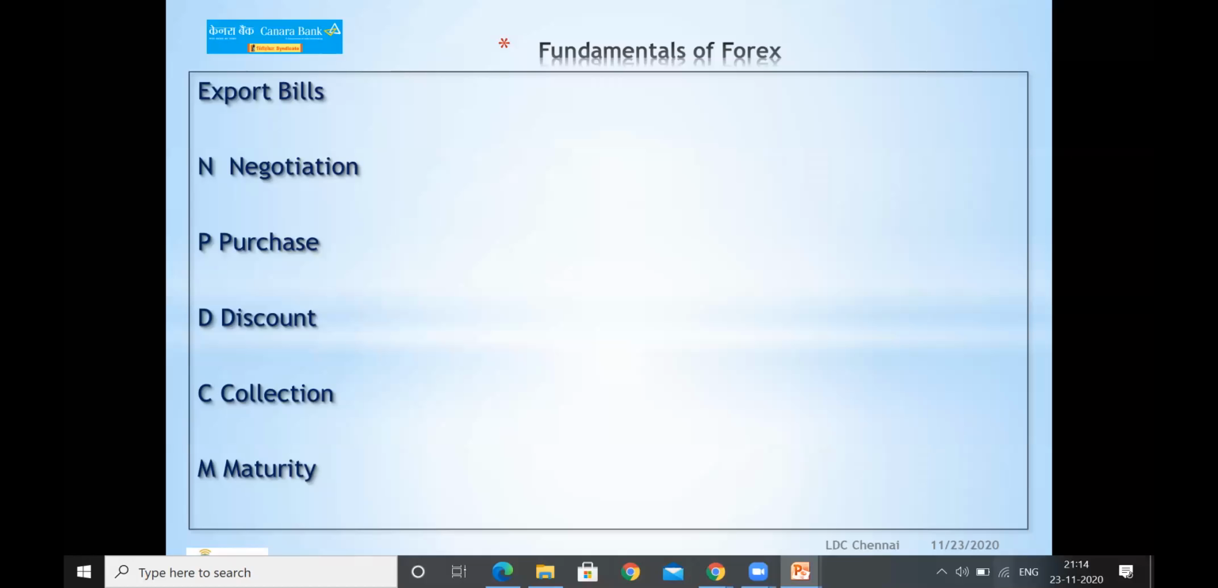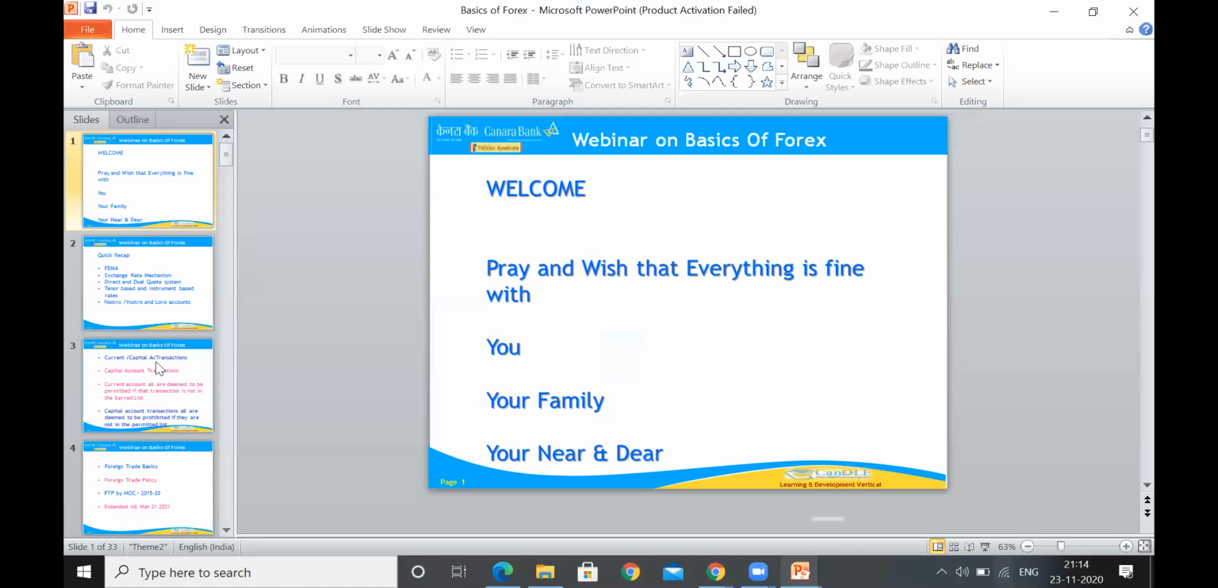All these four bills, negotiation, purchase or discount, and collection bills, very important: the proceeds will go to outstanding PC only. For the maturity bill, no proceeds will be there. Very important from the exam point of view, the proceeds of all these bills will go to PC only, very important.